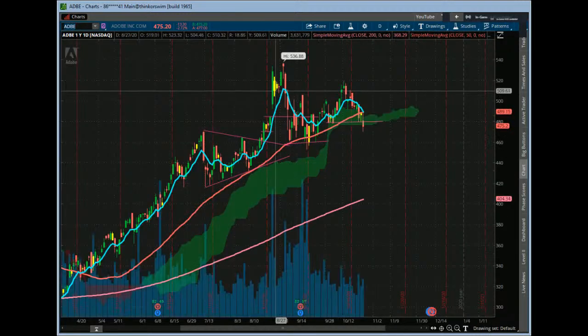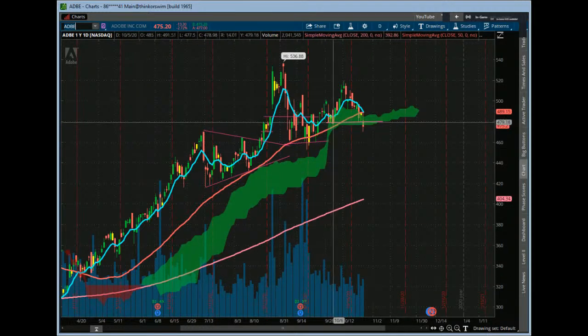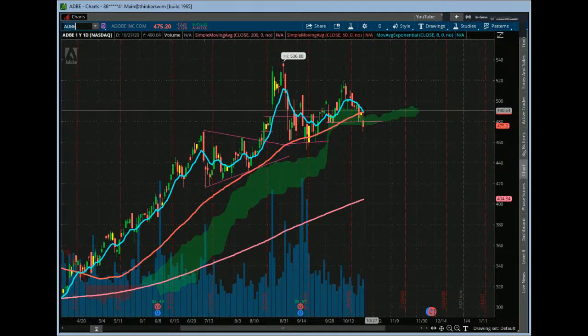So Adobe with a nasty breakdown here today on increased volume. Look at that. It broke down below this resistance level right here, the support level. Inside day down on Adobe. And we had a lot of outside days today. So a lot of names tried to push to the upside today.